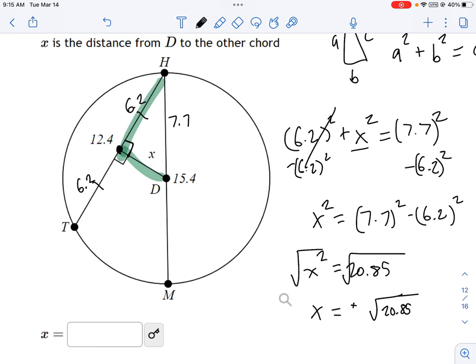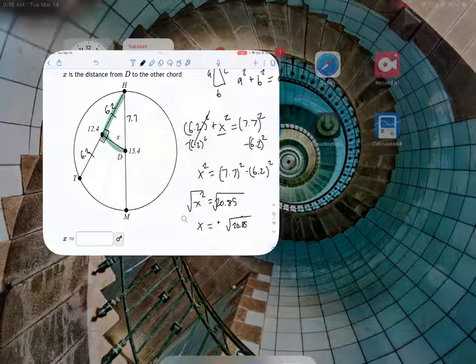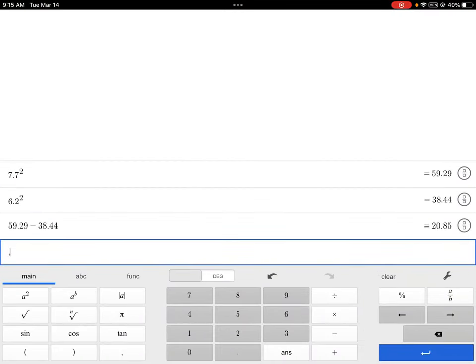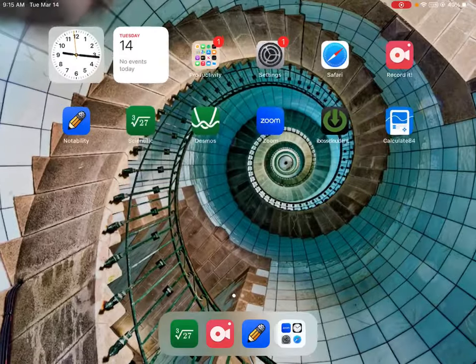And that's another calculator job. So we do the square root of 20.85, and we get 4.566.